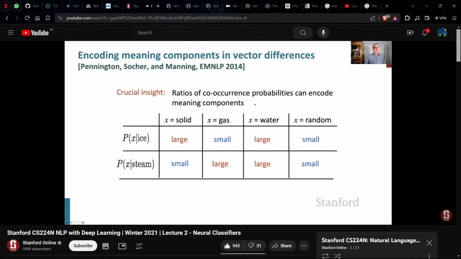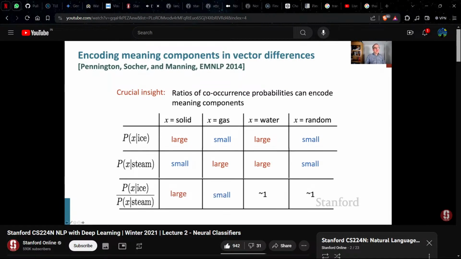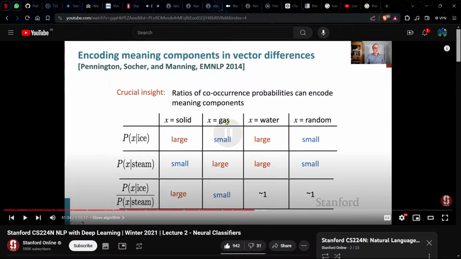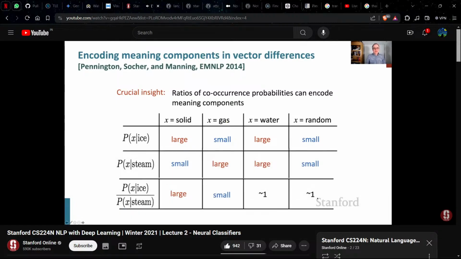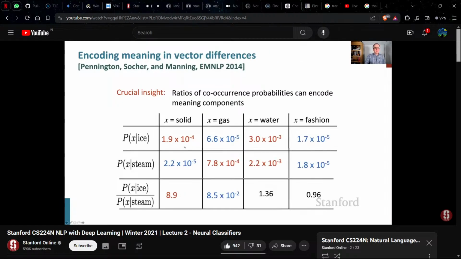So to get out the meaning component we want of going from gas to solid, what's actually really useful is to look at the ratio of these co-occurrence probabilities, because then we get a spectrum from large to small between solid and gas, whereas for water and a random word, it basically cancels out and gives you 1. I just wrote these numbers in, but if you count them up in a large corpus, it is basically what you get. So here are actual co-occurrence probabilities, and for water and my random word, which was fashion here, these are approximately 1, whereas for the ratio of probability of co-occurrence of solid with ice or steam is about 10, and for gas, it's about 1/10.